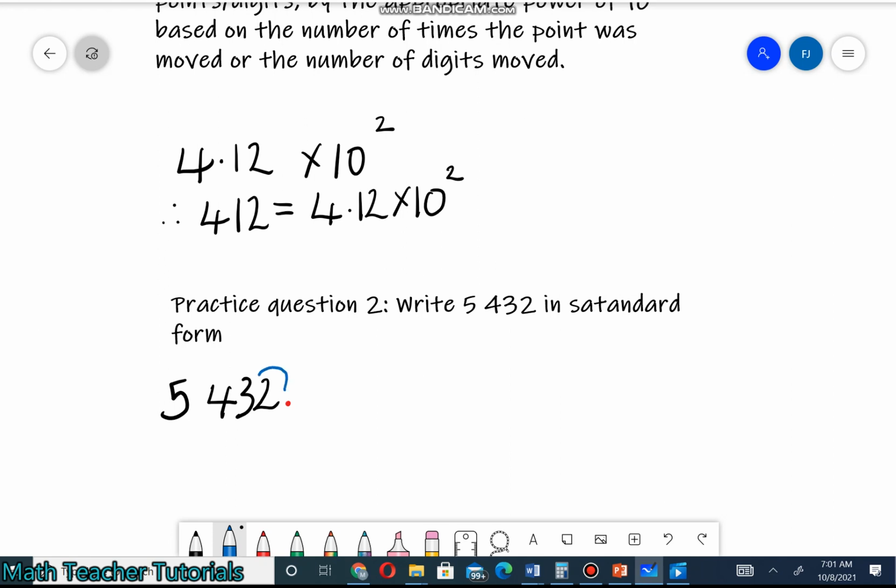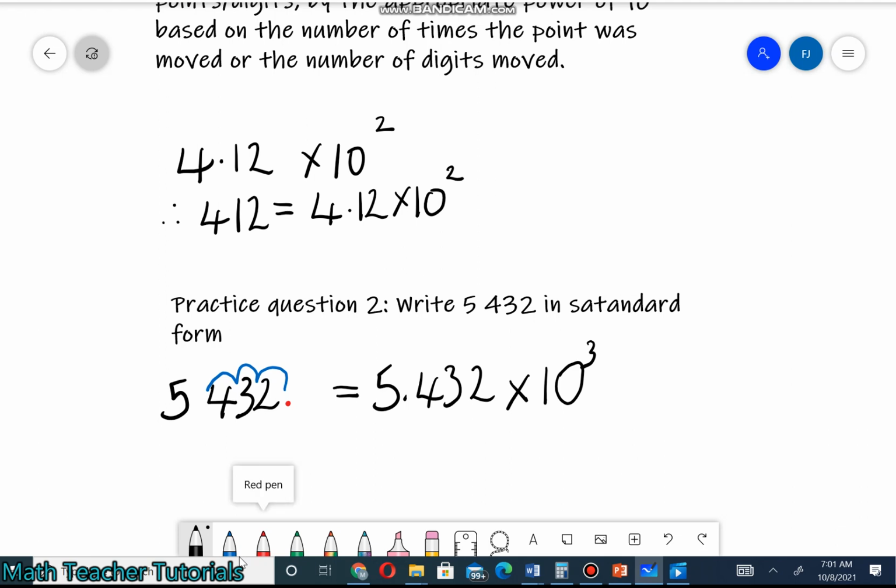So we move the decimal point 1, 2, 3 times. That will leave our number becoming 5.432. And again, 5.432 is not equivalent to 5,432 as it does not have the same value. So to complete our answer, we must multiply 5.432 by 10 to the third power because we moved the decimal point 3 places to the left.